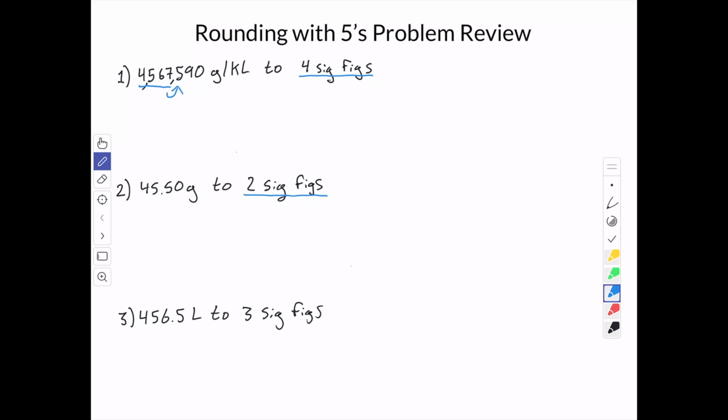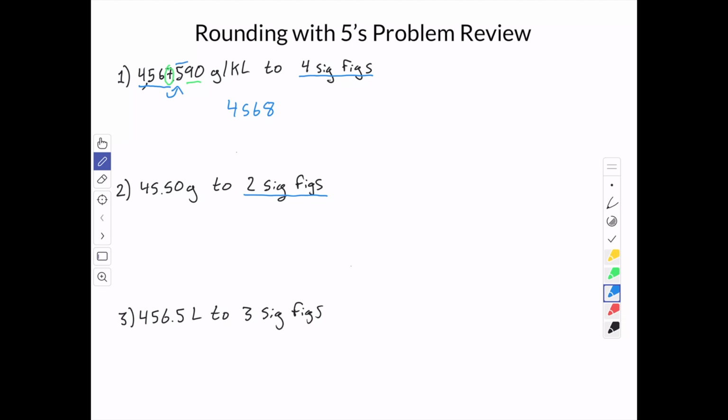Again, we should say to ourselves, uh-oh, I need to stop and think. If I have a 5, my next step should be to look to the right. I look to the right and I see I do have non-zero numbers. And that means that I'm going to round that number up. So, what do I end up with? Remember, it's 4 sig figs, so 4, 5, 6. That 7 goes up to an 8.